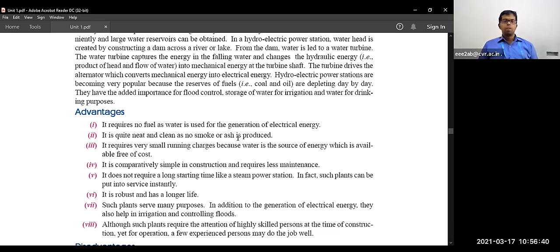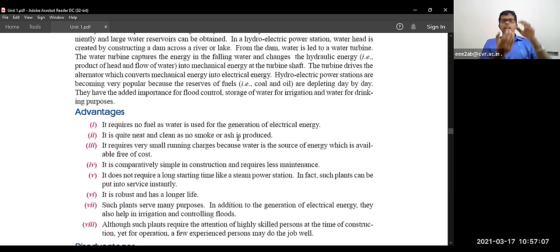Okay, so those fumes will be very harmful for our living creatures. Next one, it requires very small running charges, because water is the source of energy, which is available free of cost. So the running charges are zero. Okay, so running charges are very small.